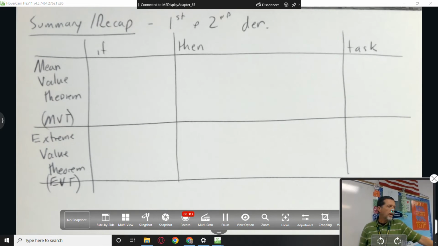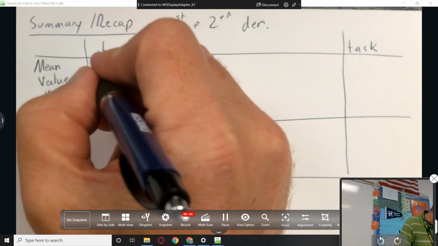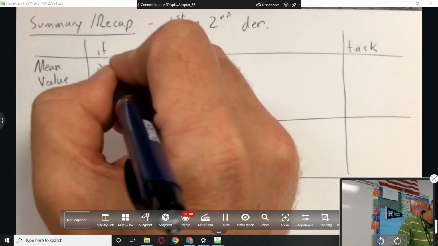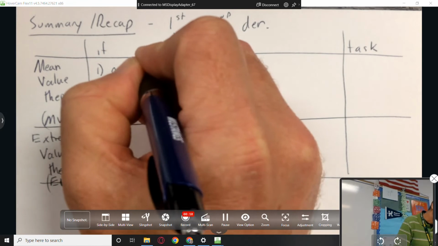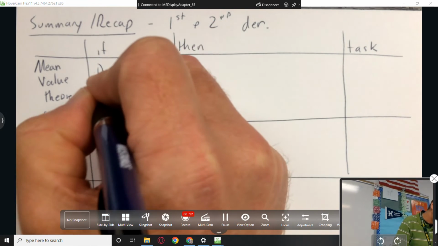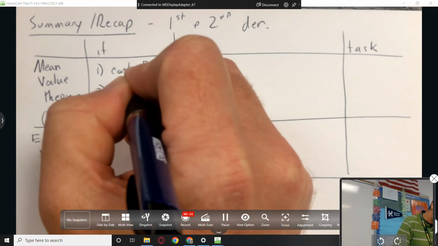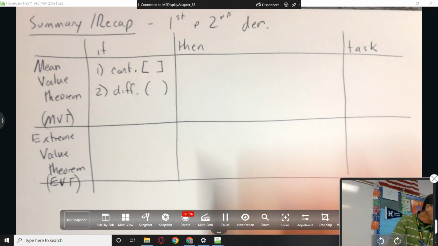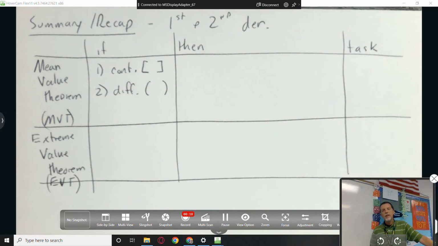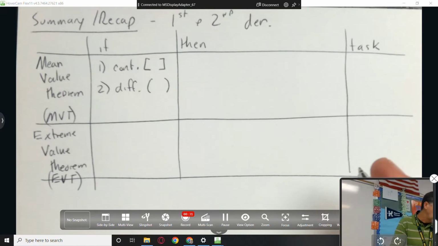So the mean value theorem. There were two conditions. It's continuous on the closed and differentiable on the open. Continuous almost always goes with closed. I don't know when it doesn't. So for our purposes, continuous is going to go with closed. It's continuous on the closed, differentiable on the open.